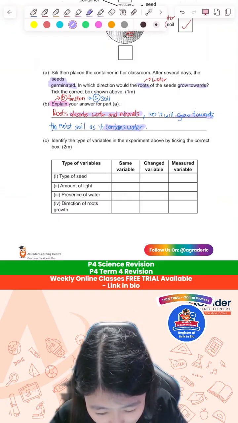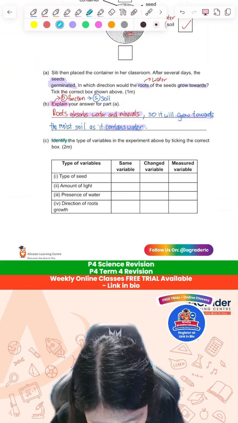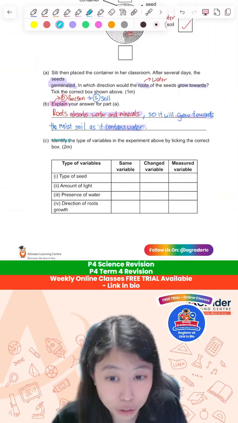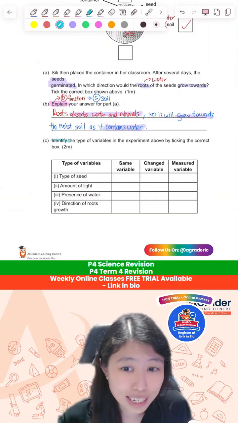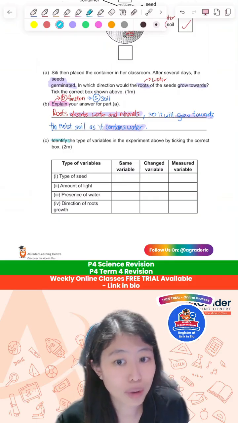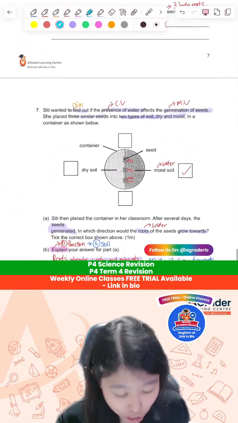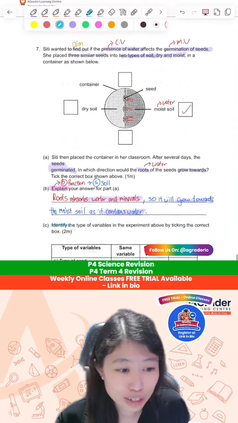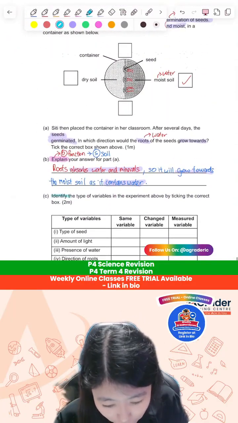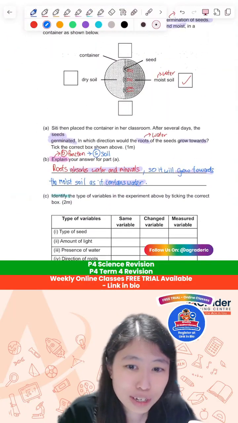Okay, so let's look at C. Identify the type of variables in the experiment above by ticking the correct box. So basically, just identify. I taught you to identify already, right? Just now, the changed variable and the measured variable over here. So we should get the answer correct. So can you all tell me type of seed? Should it be the same, changed or measured?